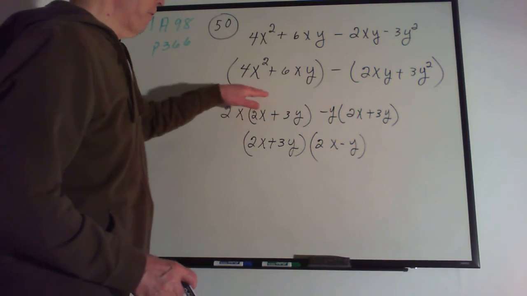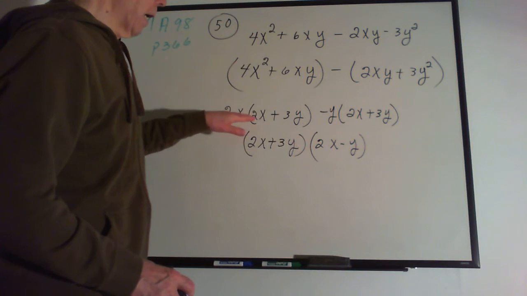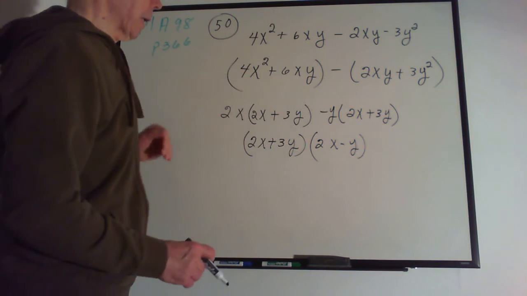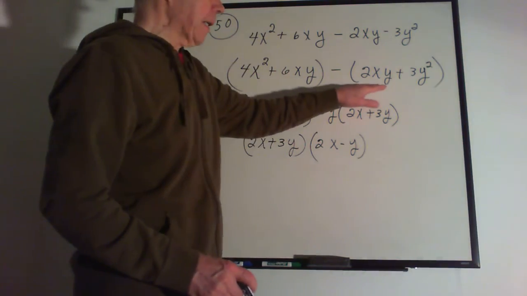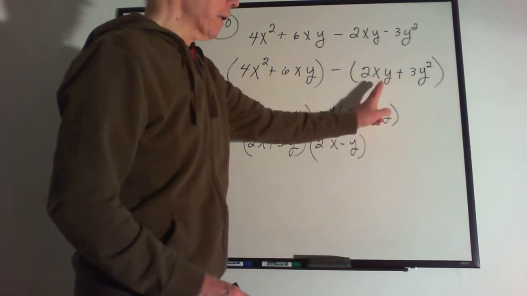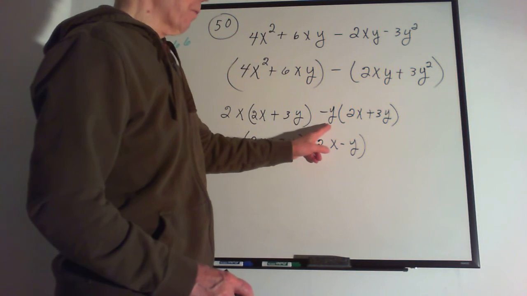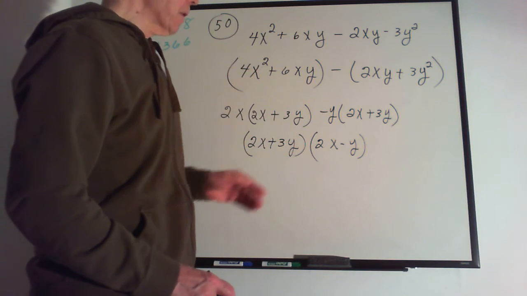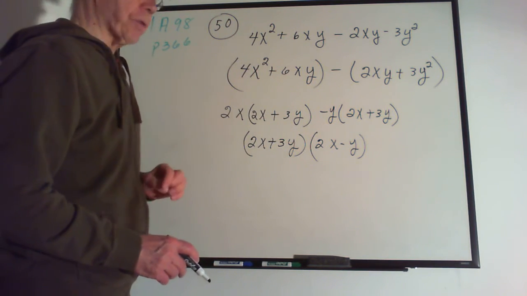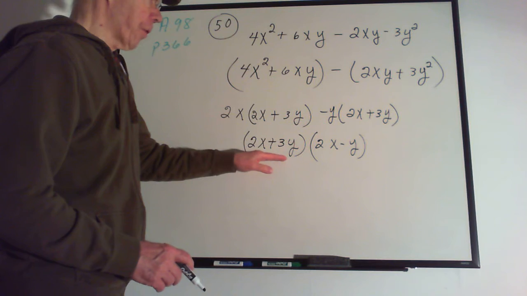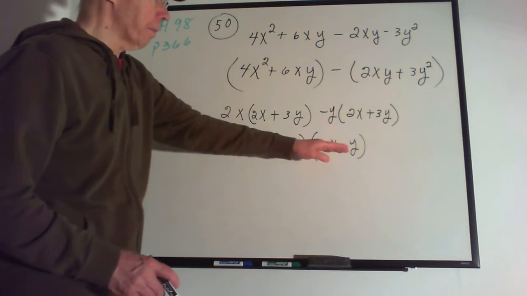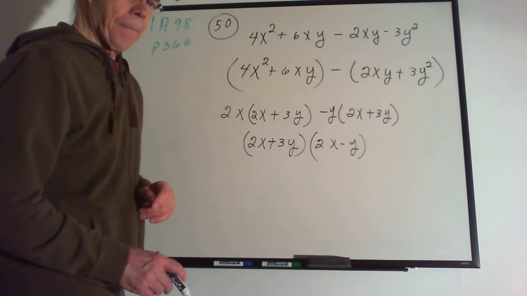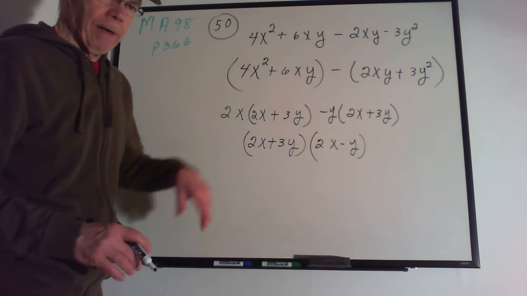All right, so I factored this. I got 2x times (2x plus 3y). Multiply it back out, I end up with what I started with. Factor out here, I have y as a common factor in both terms, so I factor out the y. Becomes (2x plus 3y), so I have a common factor of 2x plus 3y. I'm going to put that first this time, then (2x minus y) second. If you didn't get it right, do it over.